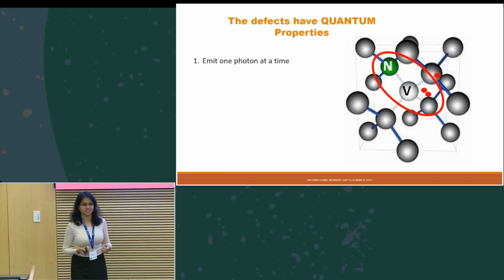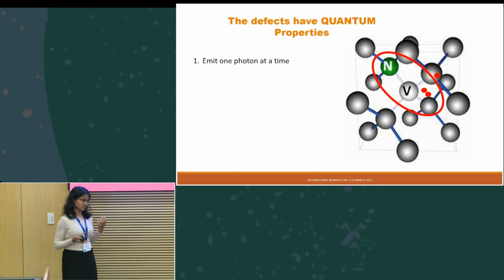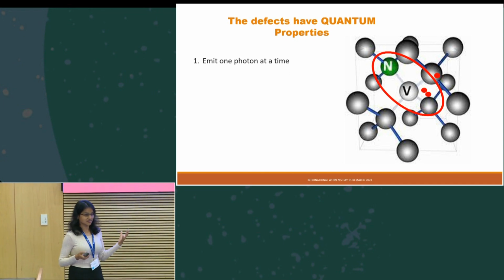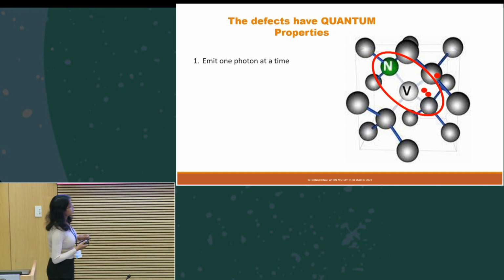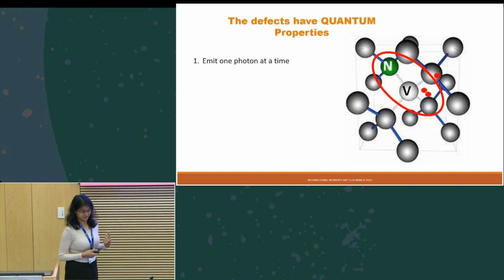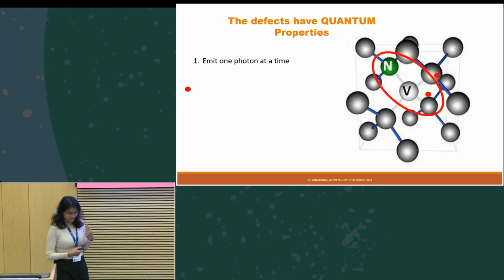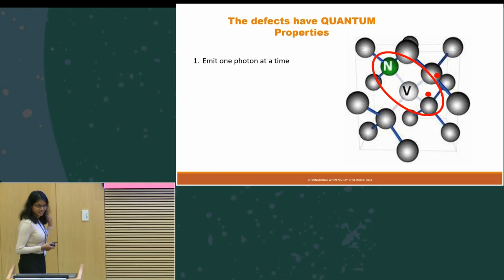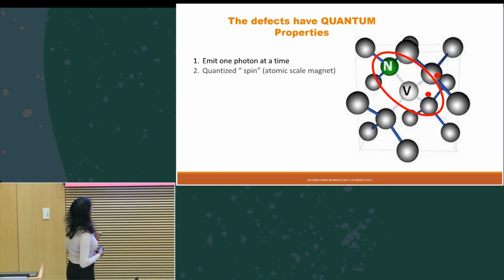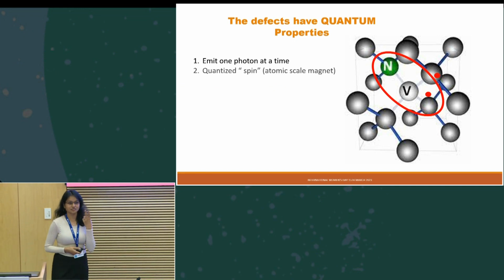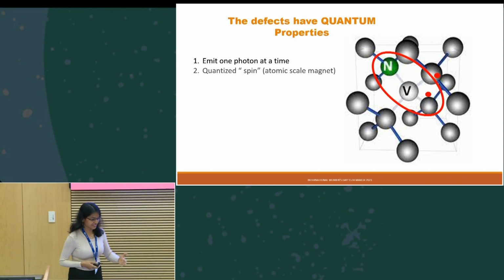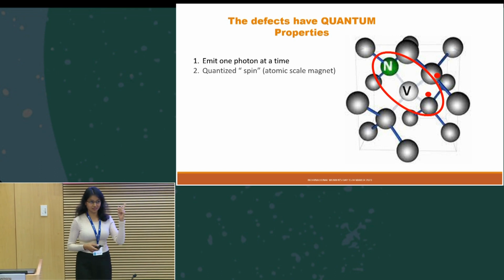And we all know that light is nothing but a photon, which is a quantized quantity, of light and matter. So they emit one photon at a time, and trust me, you can count them one by one. Okay? Cool. Another property is spin. Spinning means you stand at one particular point and spin around.